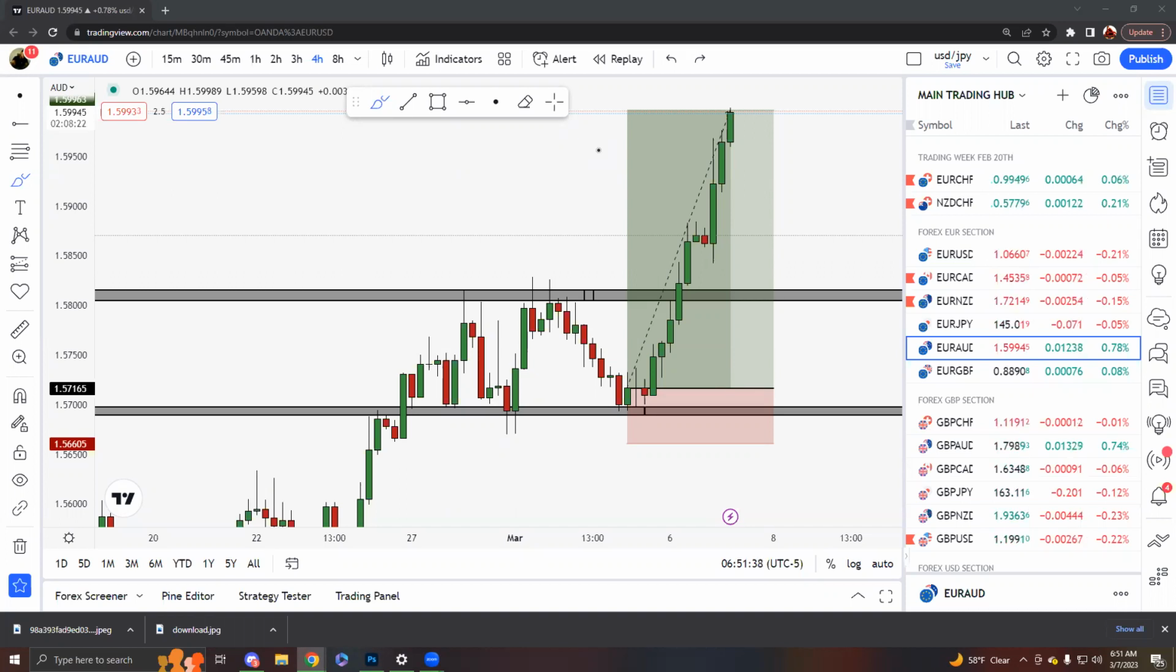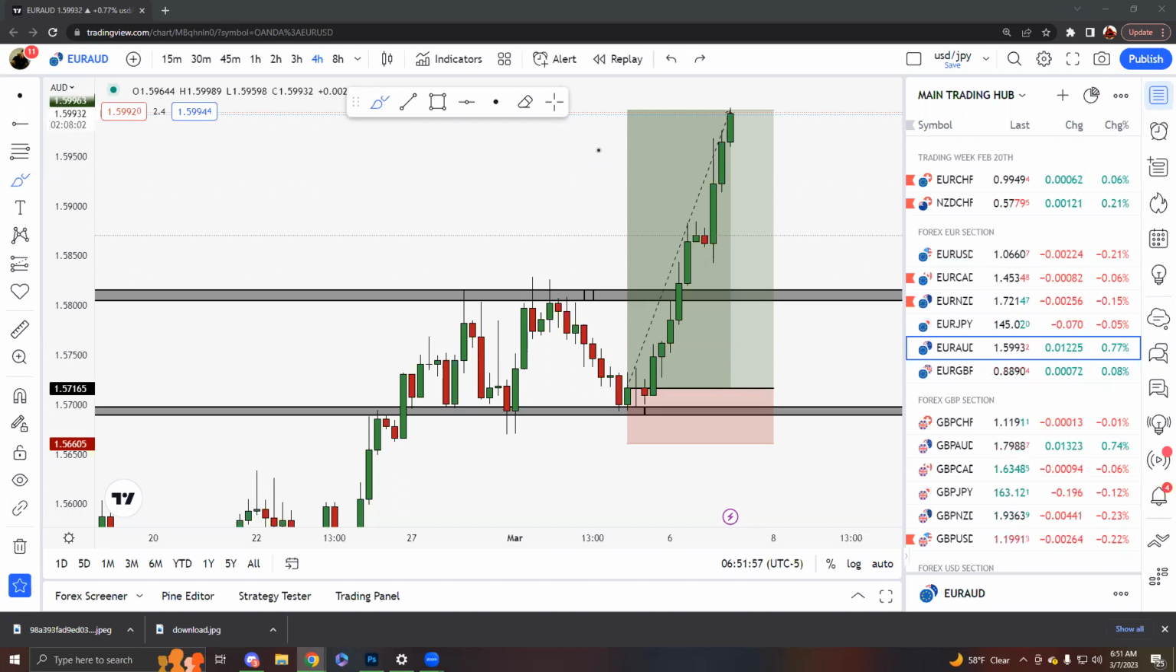Looking right here, I want to break down my trade on Euro AUD. If you are new to the channel, understand that I trade the market in price action, which I believe is one of the most effective ways to trade the market because you don't need a bunch of reasons or indicators on why you want to buy or sell something. So let's get right into it.